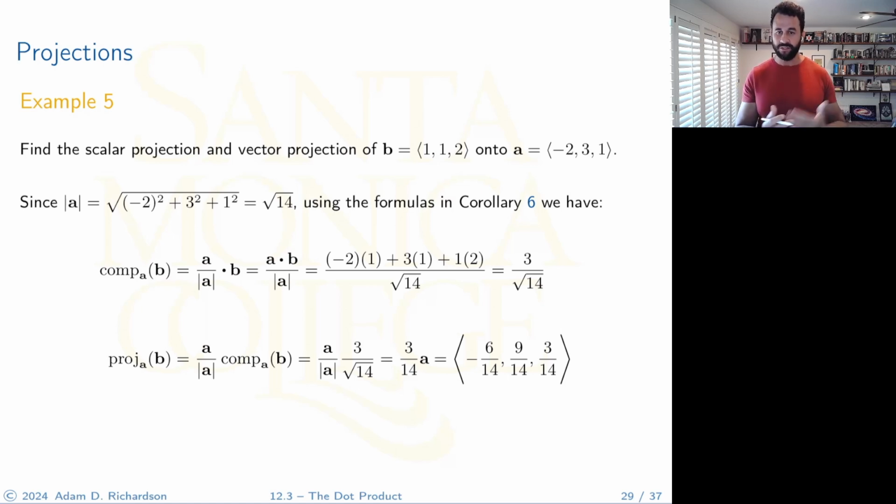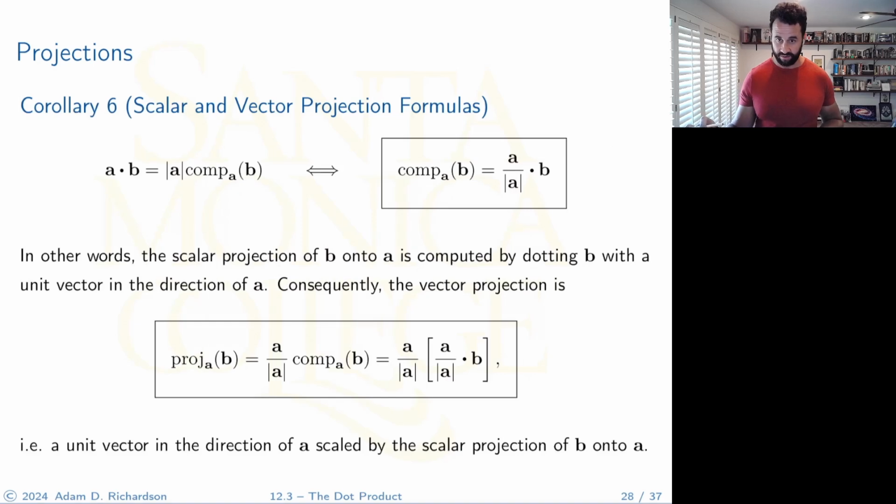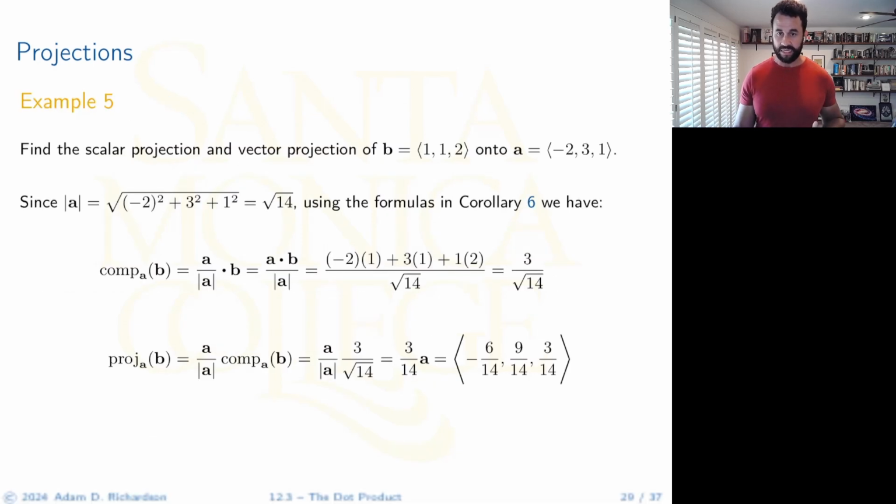Now, what is the vector projection? We're just going to take a unit vector in the direction of A and multiply it by this number. That's it. So this is one of the reasons why I prefer the format that I have here as opposed to the one in the book, because it's very easy to see what you're doing. You compute the scalar projection, and then from that, you just multiply that by a unit vector in the direction of A, and you got the vector projection, right?